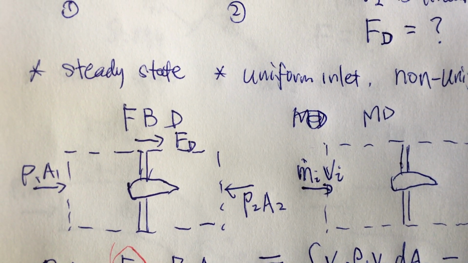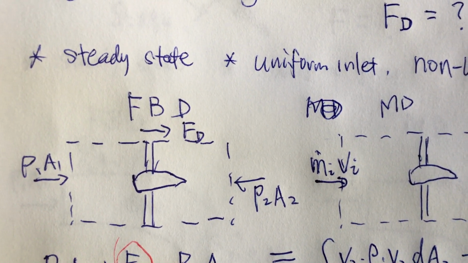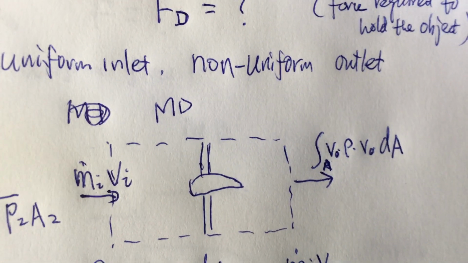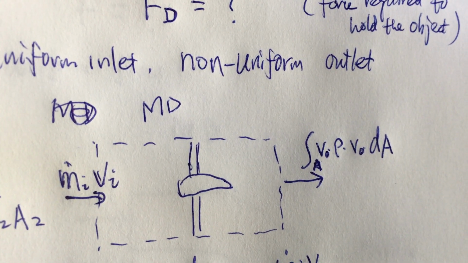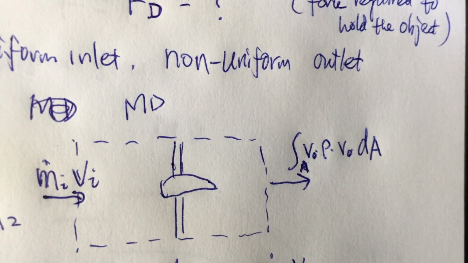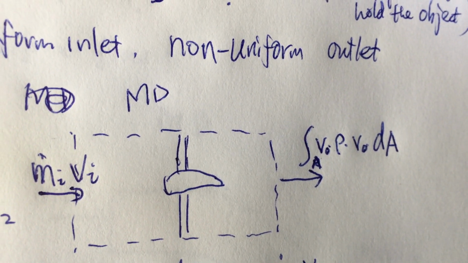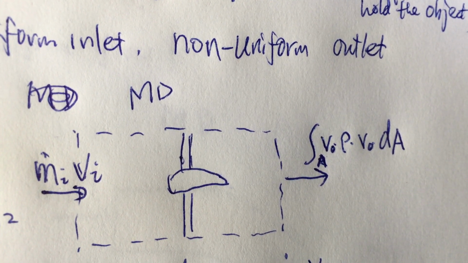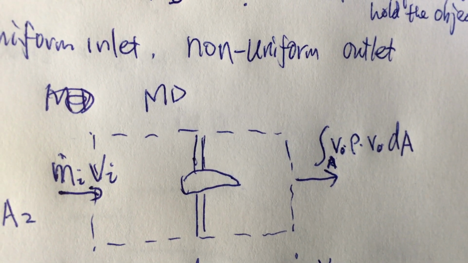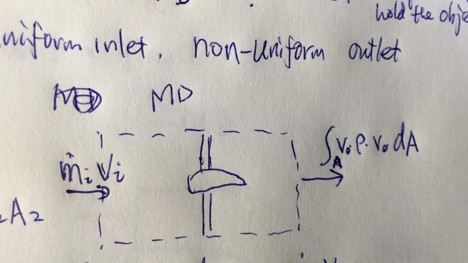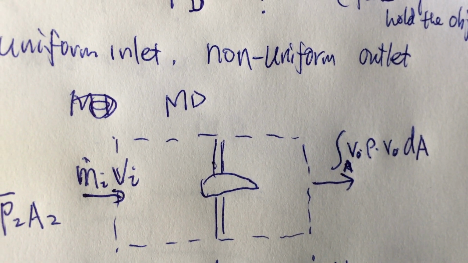Then you have two pressure forces, P1A1 and P2A2. So the force balance, the free body diagram, is simple. Momentum diagram: you have one inlet, one outlet. The inlet is mass flow rate of the inlet times velocity of the inlet. And at the outlet, we need to use this expression: the integral of V outlet, rho, V outlet dA. That's the integration to calculate the outlet momentum, because V outlet is not constant, so you cannot simply calculate the mass flow rate.